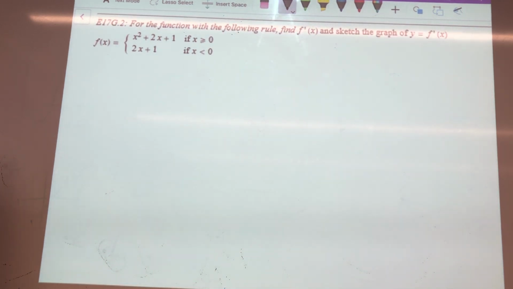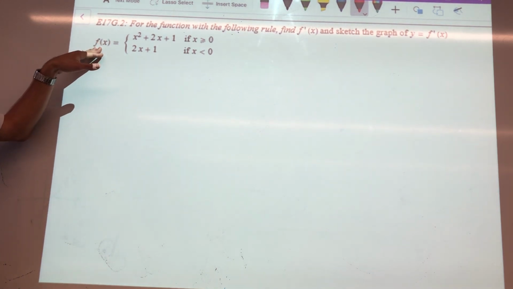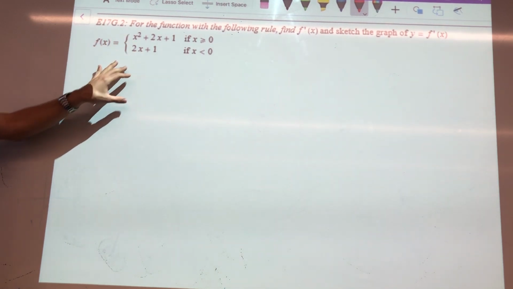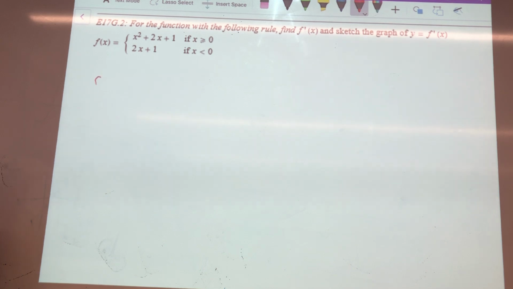So for the function with the following rule, find f dash of x and sketch the graph of y equals f dash of x. So we're finding the rule and then we're actually providing a graph again. So instead of writing it all down again, I'm just going to leave the function f of x here and then we'll just write the derivative underneath. Hopefully you obtained as a derivative 2x plus 2 and 2.